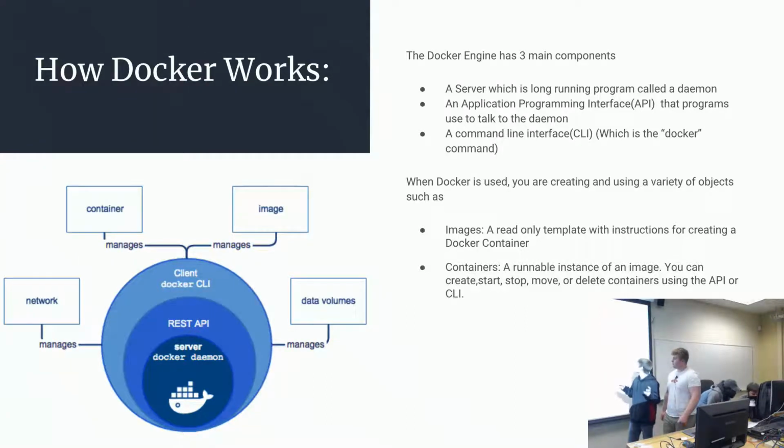When Docker is used, you're using a variety of objects to be able to create your containers. You have images, which are read-only templates that are like instructions for using your containers, and then you have containers themselves, which are runnable instances of that image. Images are like snapshots of an OS and one application, and you can create, stop, move, or delete containers using the Docker API or CLI.